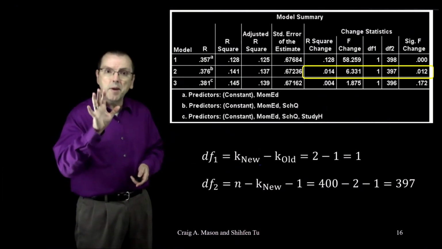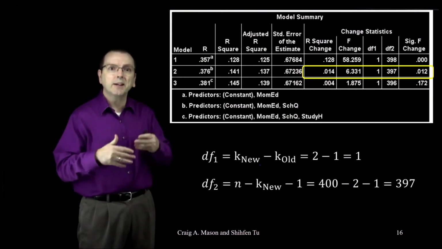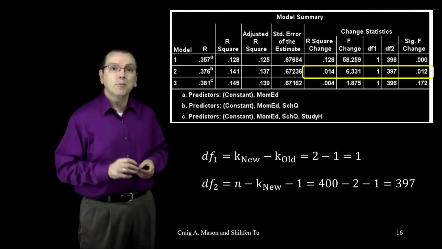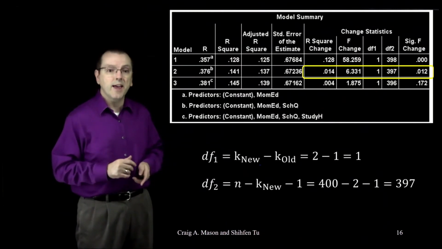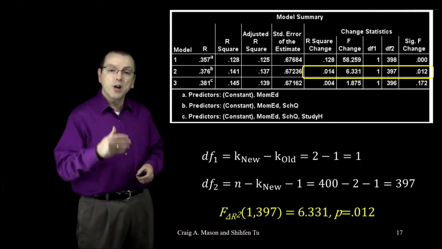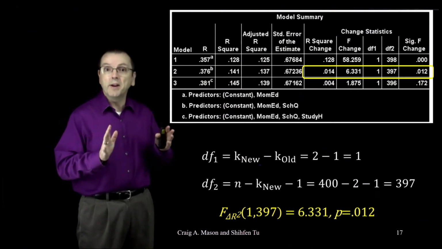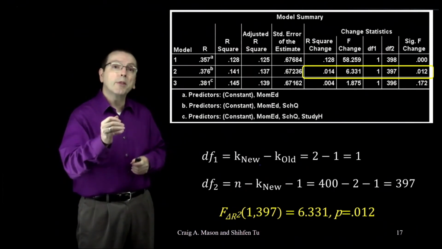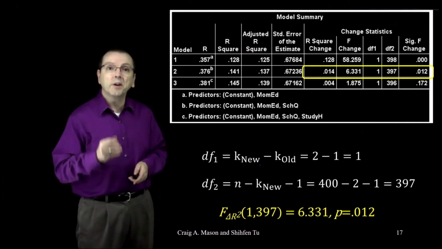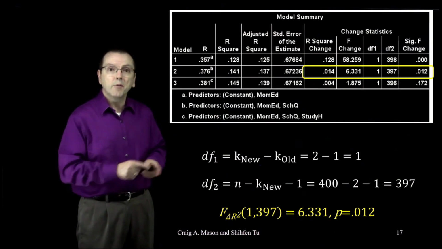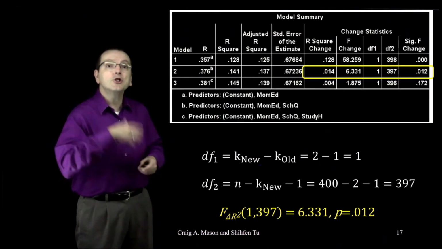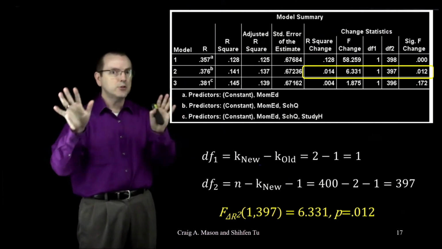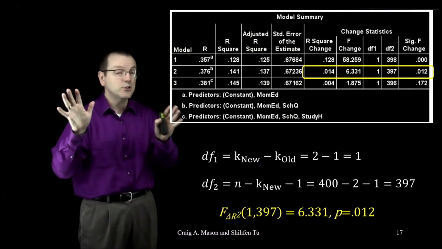Now, we need to remember that degrees of freedom residual, again, because we'll be using it with the t-test for our regression coefficients. So let's write out our F-test as the F for the change in R squared with 1 and 397 degrees of freedom equals 6.331 with a p-value of 0.012. And remember, this is the F-test for the change in the R squared, not the F-test for the overall model. They're two different things addressing two different questions.